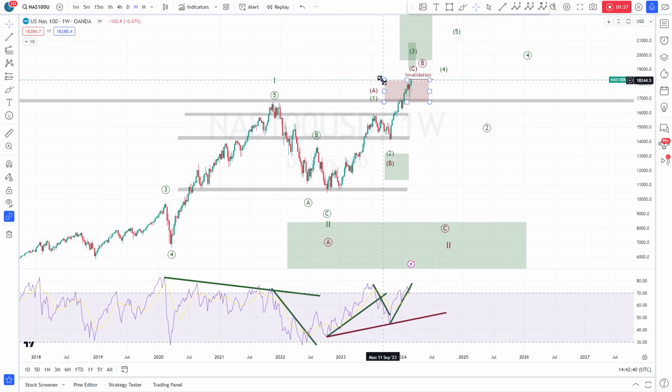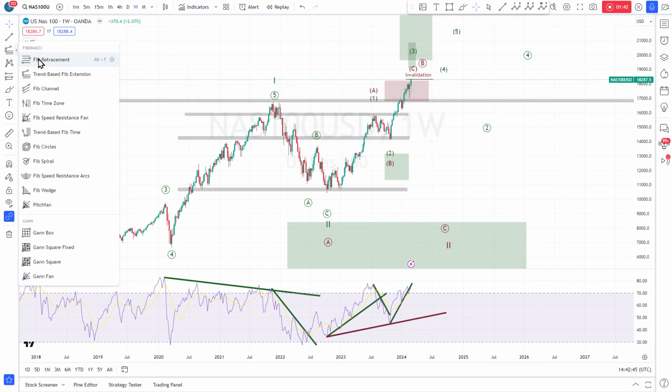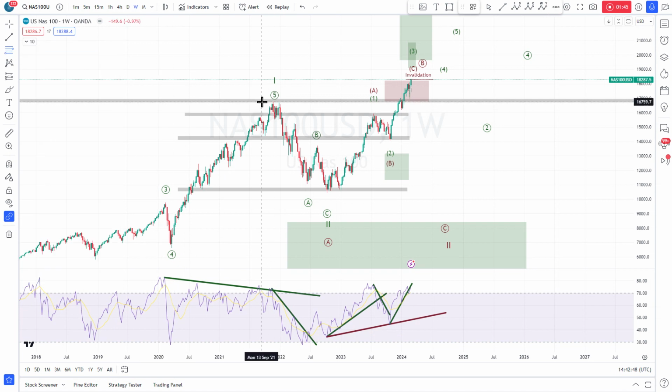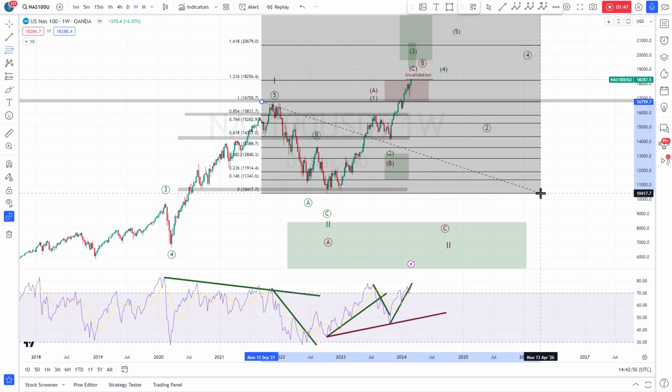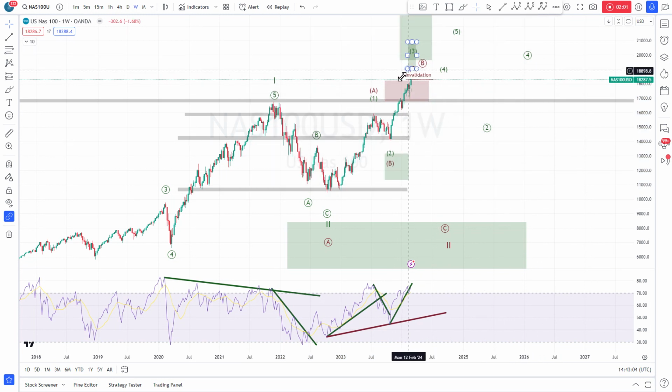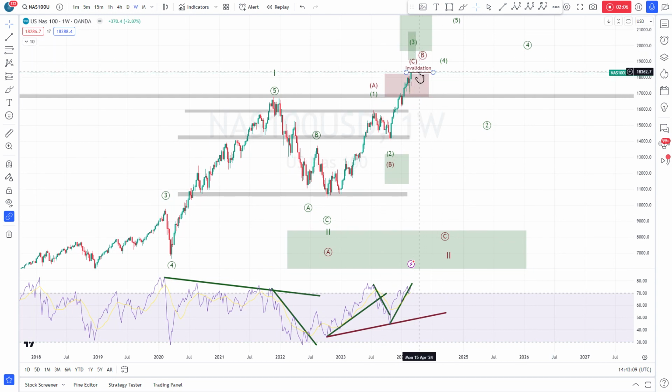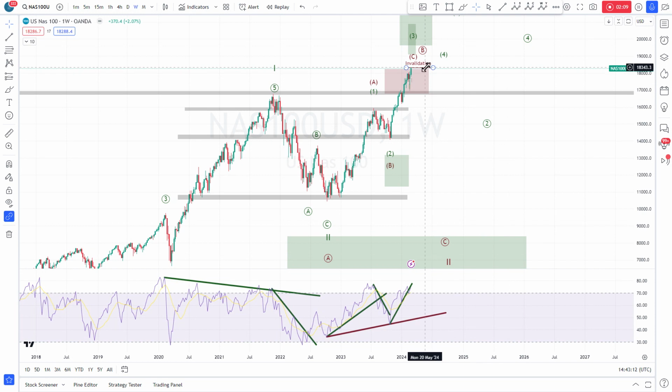Now, it is important that we stay in this area or around this area, I would say, because in order to have an expanded flat structure, we know that the overshooting wave B should stay in the area between the 1 and the 1.236 Fibonacci extension. And so as you can see, we now reached the upper boundary of this area. I put it here as an invalidation level, but please do not interpret this invalidation level as a strict invalidation.